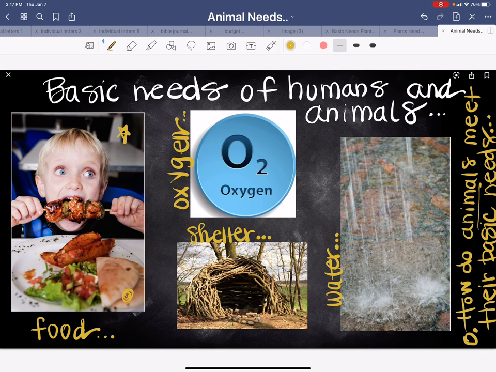All right, and the next thing that humans and animals need, O2, oxygen. Good old oxygen right here. Air is essential to the survival of humans and animals. Without air, humans and animals will die in just a short time. Mammals, land animals, and humans breathe air to get oxygen. Fish, crabs, octopi, sharks, seahorses, and other underwater animals obtain oxygen from dissolved air in the water.